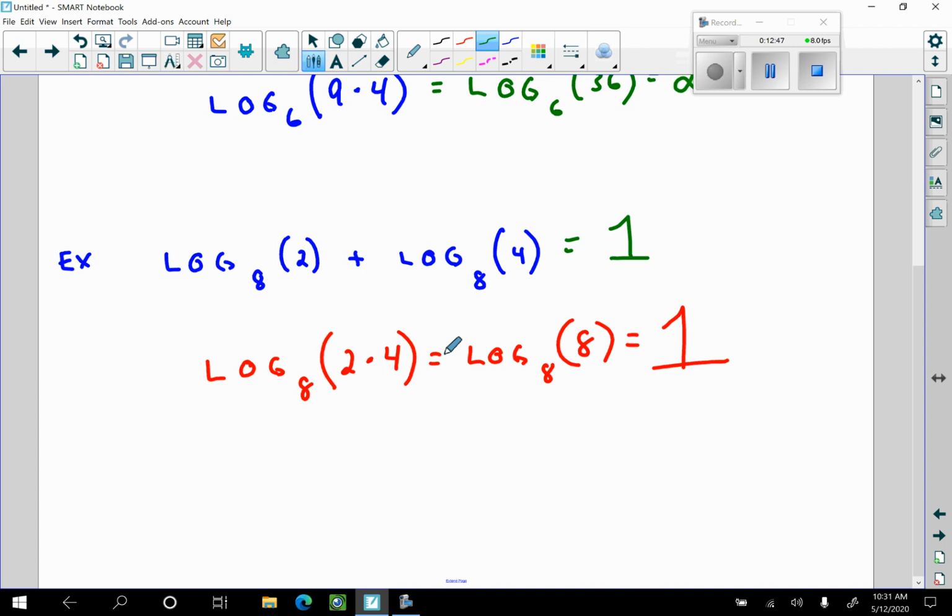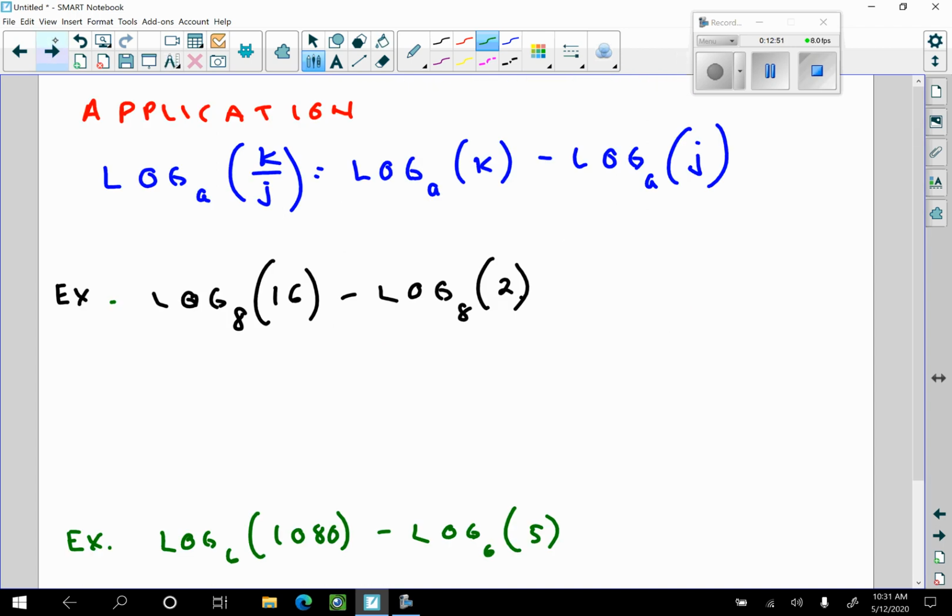Okay, so let's do some more application problems here. Here we go, application of the quotient property. And look what I've done. I've rewritten the quotient property: log base A of k divided by j is equal to log base A of k minus log base A of j. I'm going to apply this property. What do I have? Log base 8 of 16 minus log base 8 of 2.